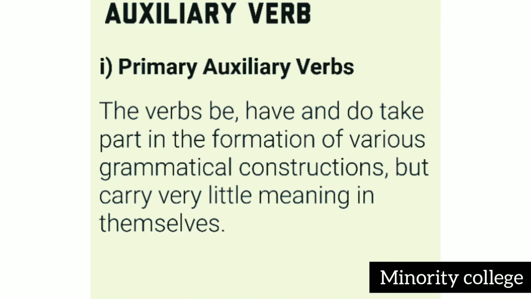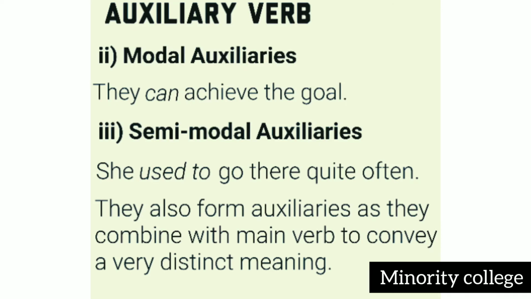He did not go there. This is a negative form. And did you do your homework? Here is the interrogative form of the auxiliary do. And they can achieve the goal. Here, can is a modal auxiliary. Can, could, may, might, must, shall are the examples of modal auxiliaries. And she used to go there quite often. Here used to is the semi-modal auxiliary. Dare, need, ought to, etc. are the examples of semi-modal auxiliaries.